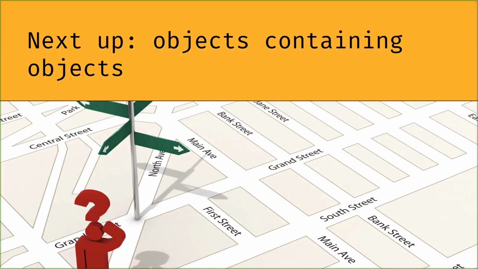So, to sum up, primitives cannot contain objects, but objects can contain primitives. Objects can also contain objects. Let's explore that in the next video.